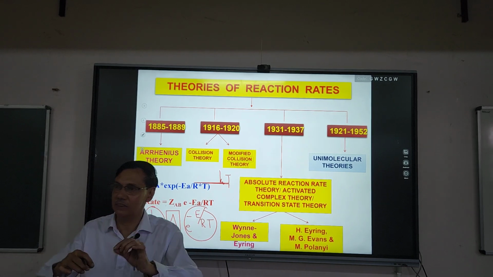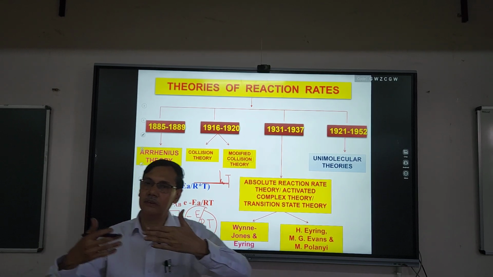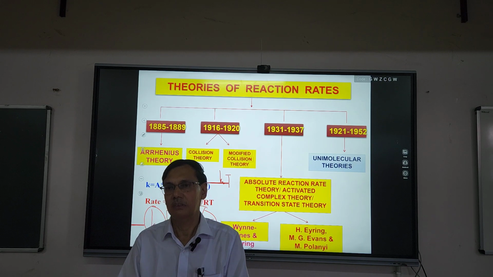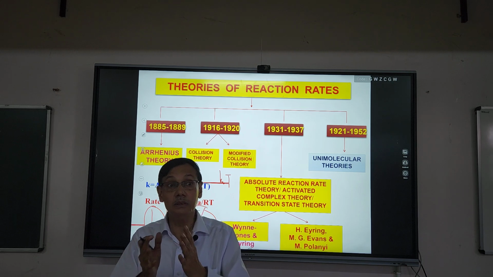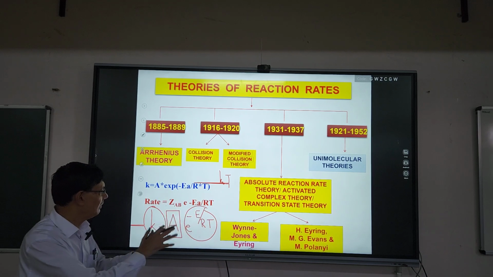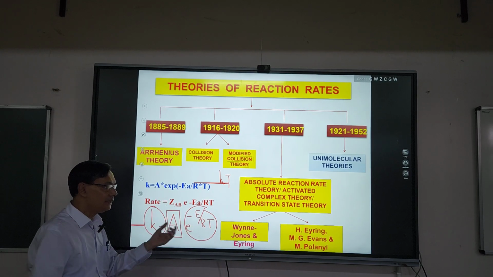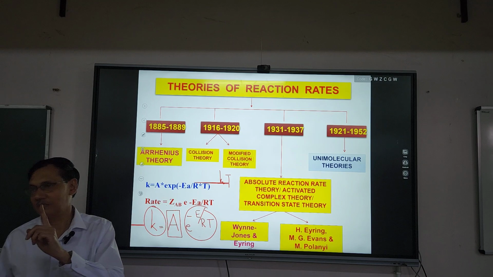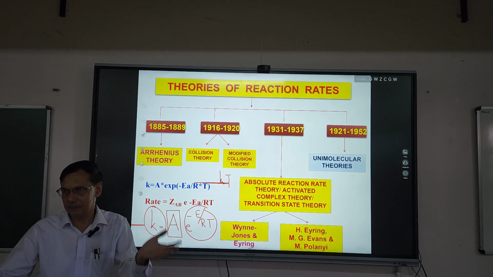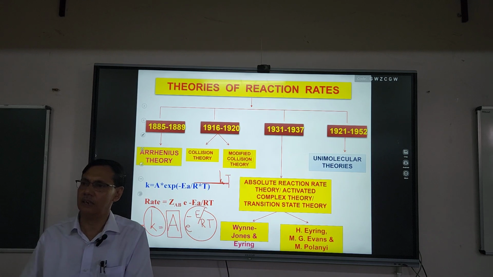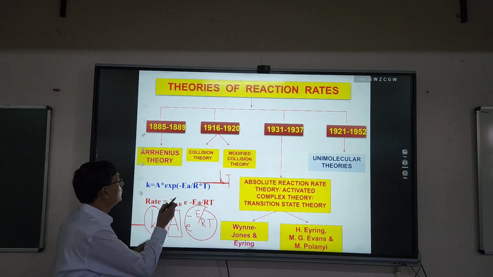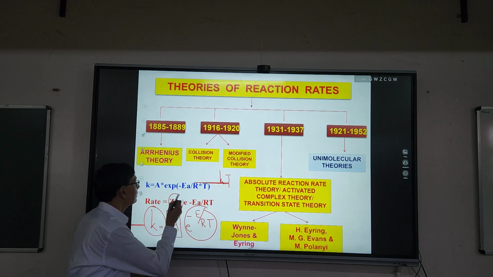Today I am not doing the derivation. I am just trying to correlate between all the theories. Now my next question is, what is the formula of collision theory? Without any confusion, you must write that it is exactly equal to the Arrhenius equation. The only thing is that you must replace this A, which is the frequency factor or pre-exponential factor, with a new term, Z.